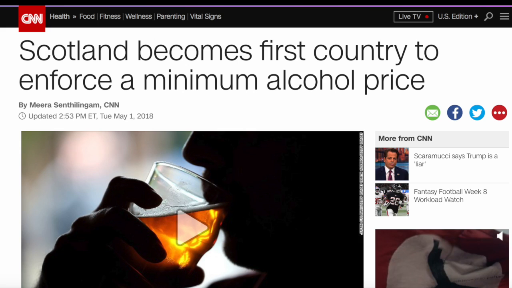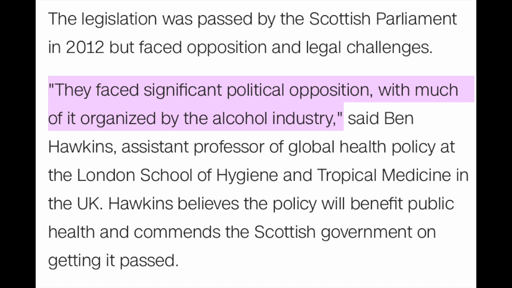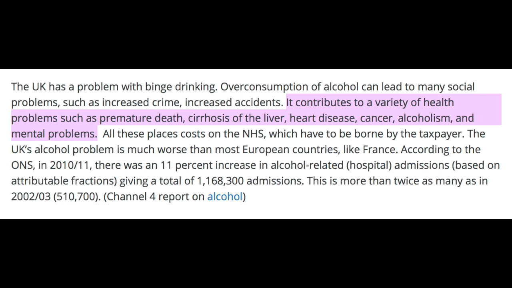I'm going to talk about price floors on alcohol. Scotland recently became the first country to impose a minimum price per unit of alcohol. The 2012 legislation finally made it through the appeals of large alcohol producers and into law. The Scottish government passed this with the goal of reducing alcohol consumption, therefore increasing the overall health of the country.